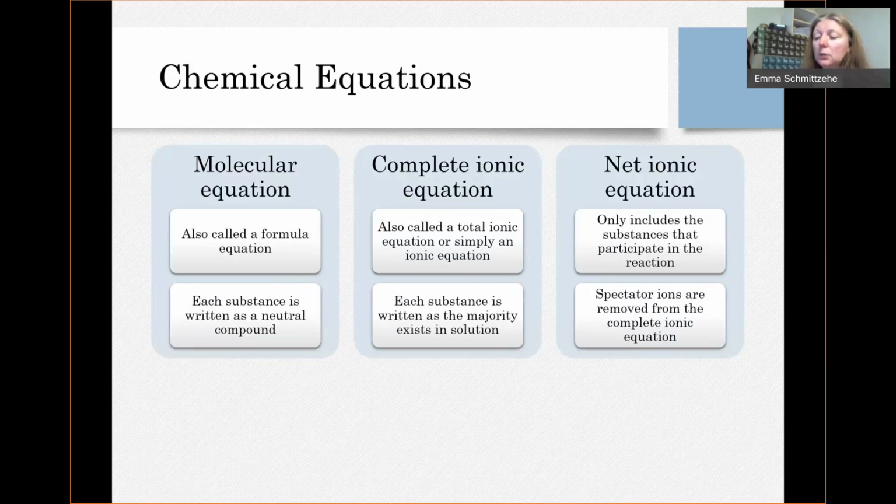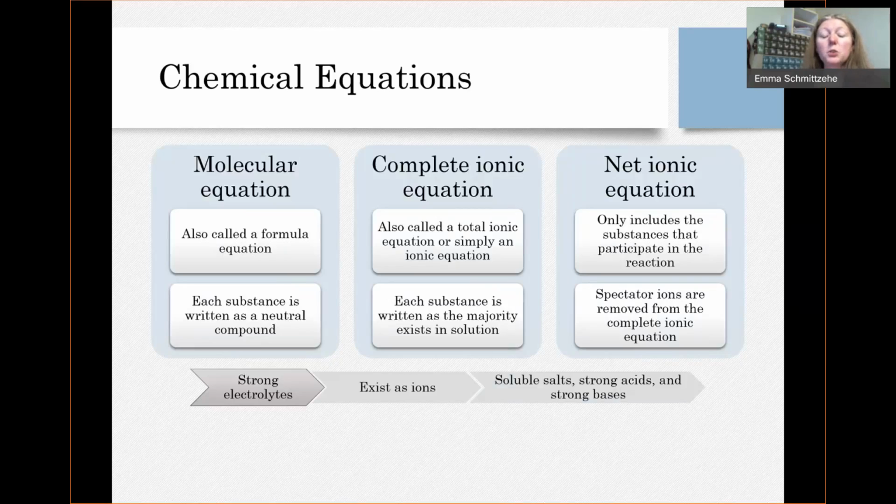So let's review that. So strong electrolytes are things that exist as ions in solution. Okay, or at least the majority of it does. And so that's something that you put into water and it breaks up into ions either completely or almost 100% into ions.